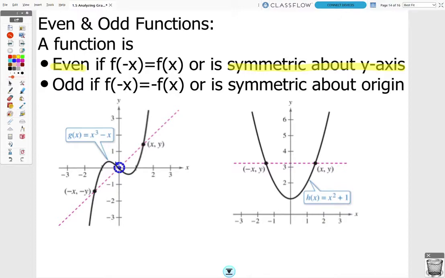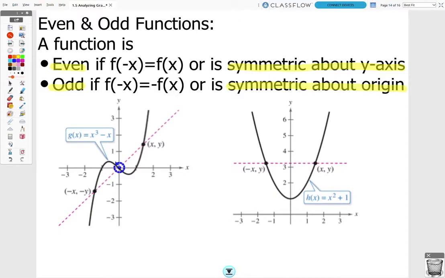A function is said to be odd if f of negative x is now equal to negative f of x. That is, if I plug in a negative for x, it looks like I flipped my equation upside down. So the whole thing is upside down. That makes it symmetric about the origin.